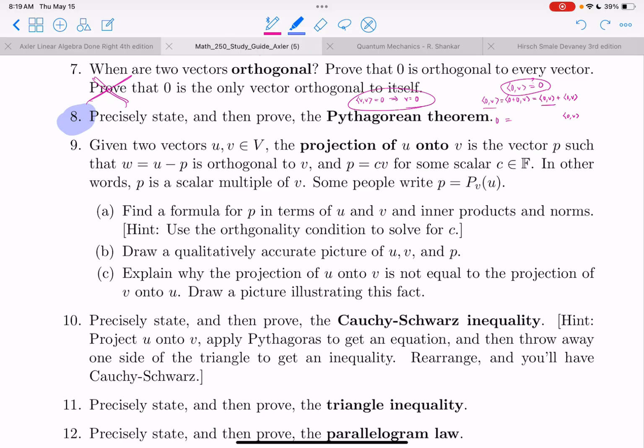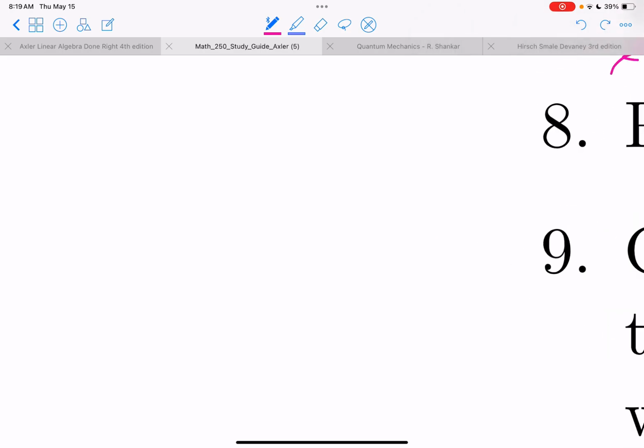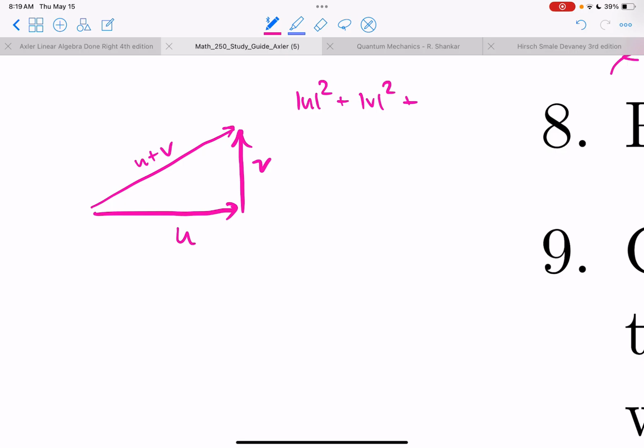So what's the Pythagorean theorem? The Pythagorean theorem is about right triangles. If I have a vector u and a vector v that are orthogonal to each other, that's when the Pythagorean theorem applies. And what does it say? It says that the sum of squares is equal to the hypotenuse squared. In other words, the norm of u squared plus the norm of v squared is equal to the norm of u plus v squared, the hypotenuse squared. So if u dot v equals 0, this is true.